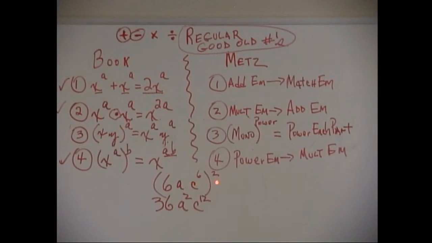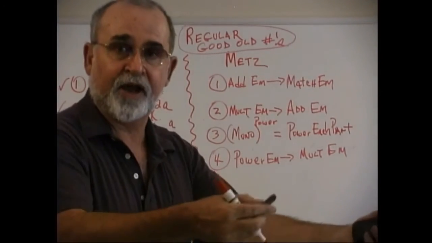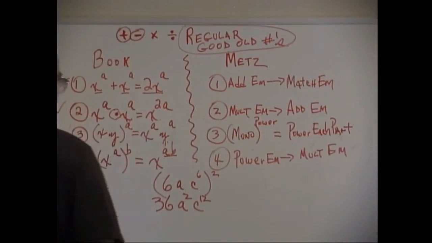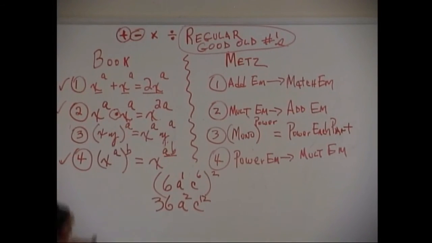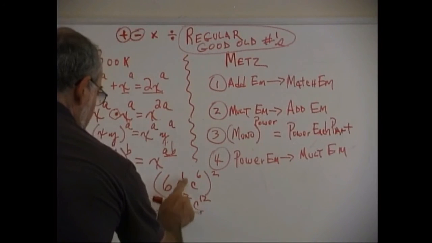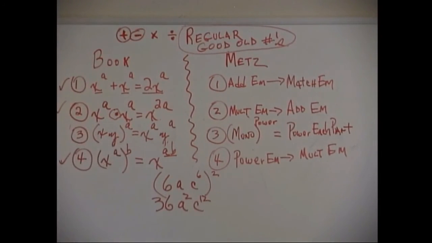See, what is A squared? It's what you just said. What did I say? A squared. That's it, A squared. If you want to get technical, it's A to the 1 raised to the 2. How do you do that? You multiply 1 times 2, which is 2. But the best way is you just write what you said, A squared. 36 A squared, C to the 12th. All right, let's try another one.